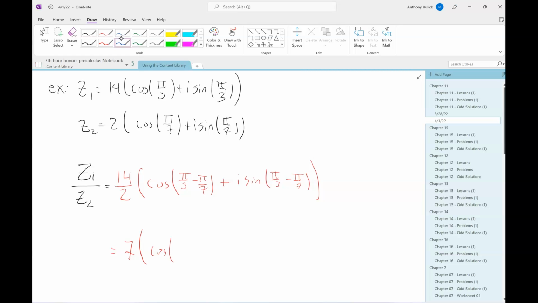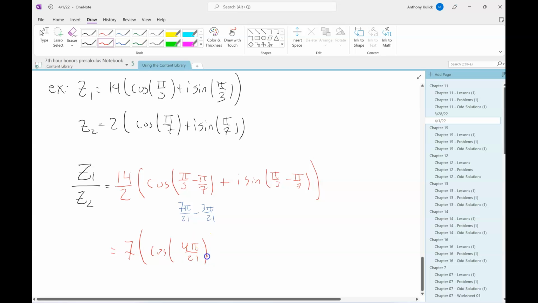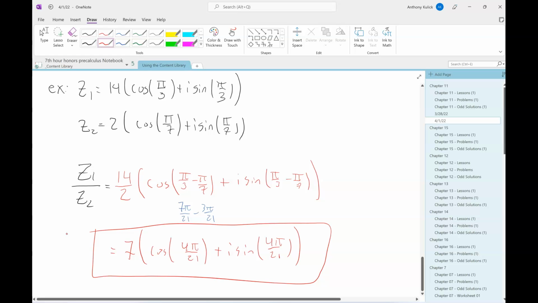Common denominator. There you go. What would the common denominator be? 21. So 7 pi over 21 minus 3 pi over 21 gives me 4 pi over 21. And it's the same problem in both places, right? Whoop. Done.